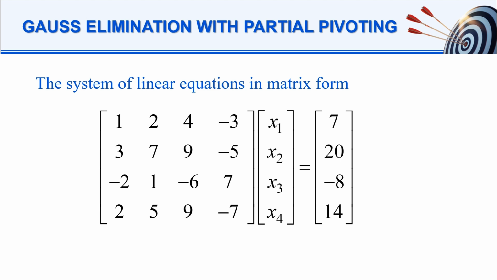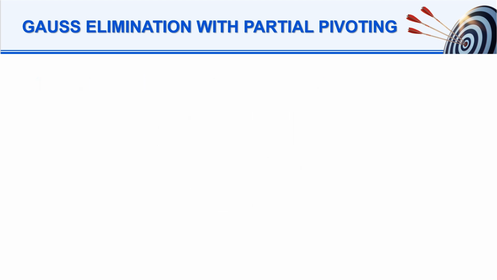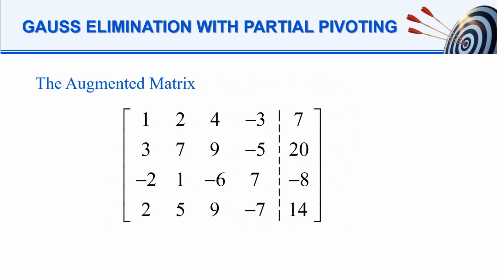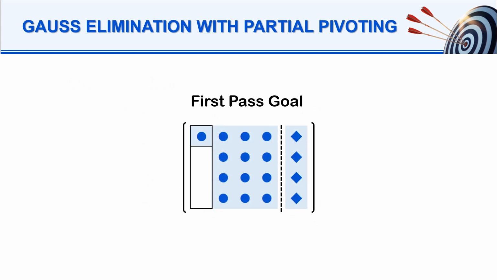Now let us consider a numerical example involving a 4 by 4 system, given in matrix form as follows. The 4 by 5 augmented matrix is set up as follows. The goal of the first pass is to ensure that the pivot in the first column is largest in magnitude, and then eliminate all the elements below the pivot.